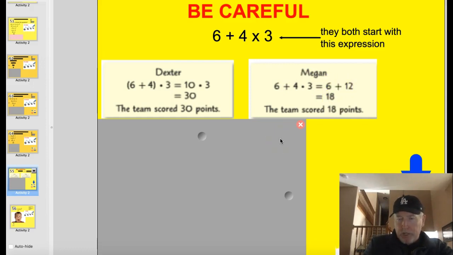Which one of these 2 people is right? Well, Megan is, because apparently Dexter forgot to apply the order of operations. Now, he just took it as if there were a set of parentheses in here. No, we don't do addition first. We do the multiplication first.